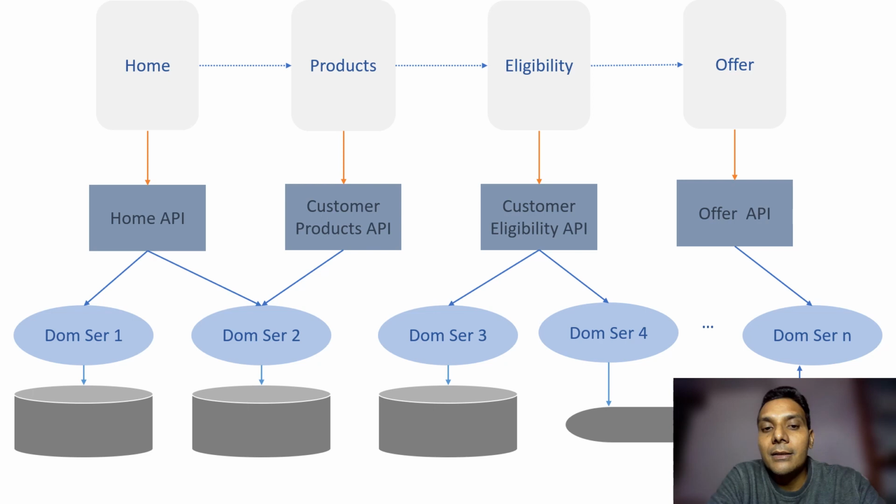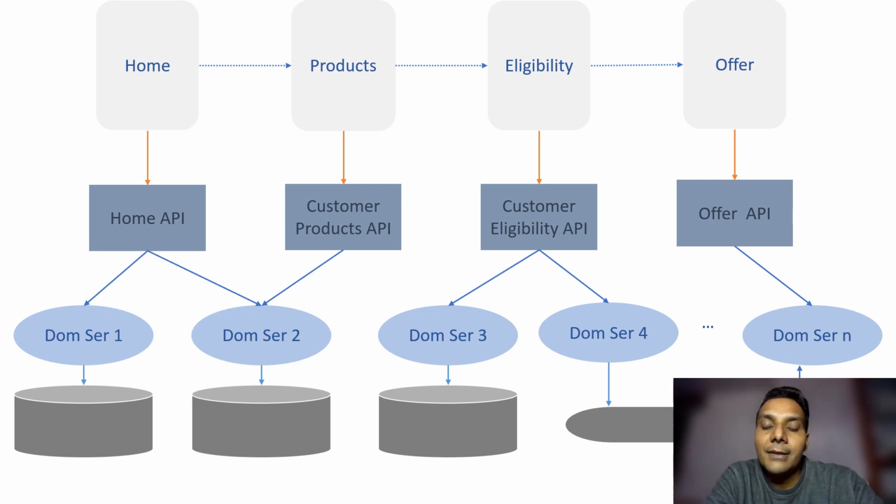When a front-end channel needs data from across multiple domains, the experience API does this kind of aggregation. In this example, we have implemented a new customer onboarding journey that has a few screens. The customer lands on the home page of the mobile banking application and checks which products he or she is eligible for. Then they go to the eligibility screen, eligibility check is done, and based on that, an offer is presented. So it's not onboarding, but a new account opening journey.